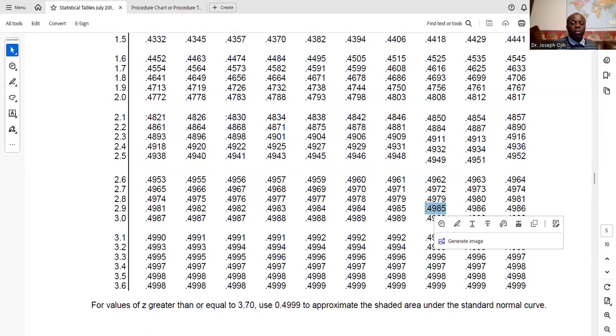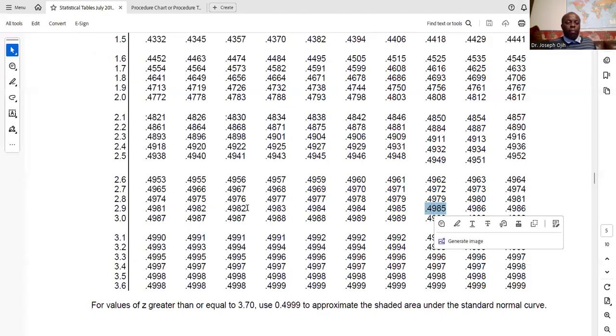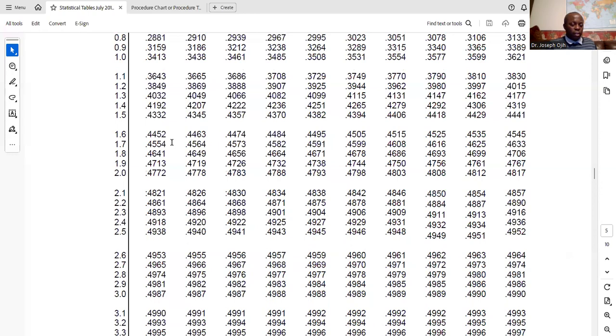Let's get the other one, which is 1.46. Let's go and look for it. Okay, 1.4, you go under 6. 1, 2, 3, 4, 5. 0.4251. 0.4251.